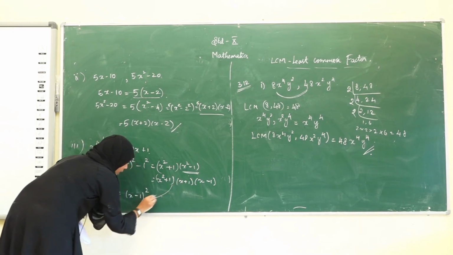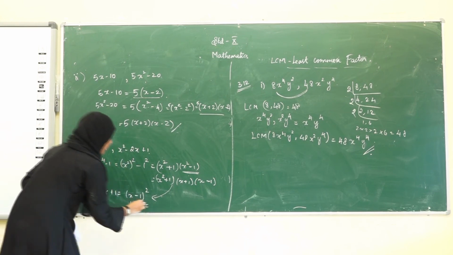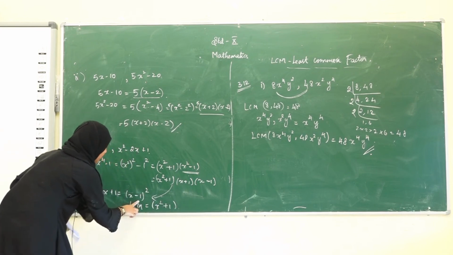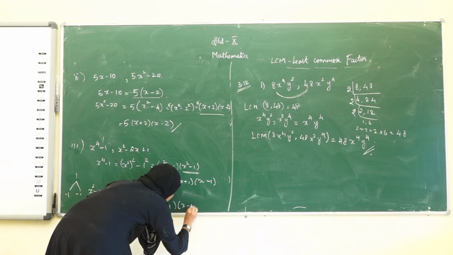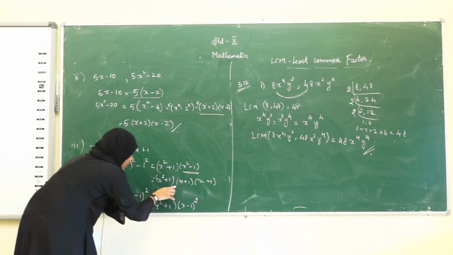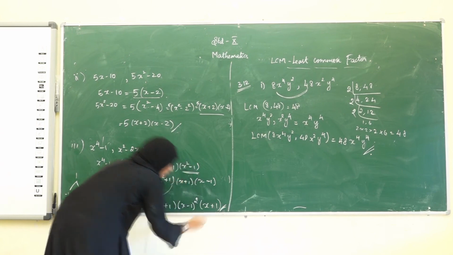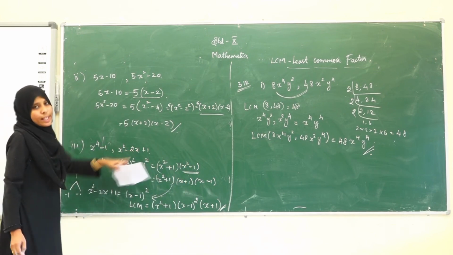So when we consider this, what will the LCM be? The LCM is x square plus 1, which is left on one side. Then x minus 1 the whole square is there here, and x minus 1 alone is there in the other. So x minus 1 the whole square, and one term left, that is x plus 1. This is the LCM of x power 4 minus 1 comma x square minus 2x plus 1.